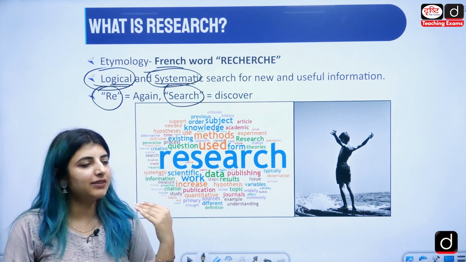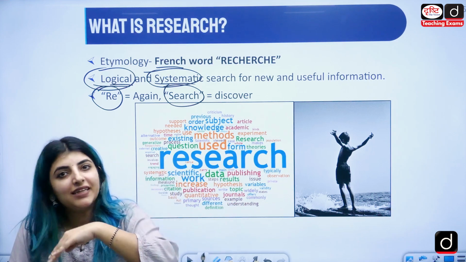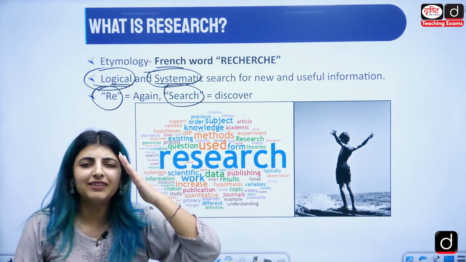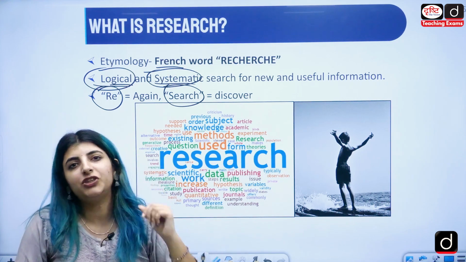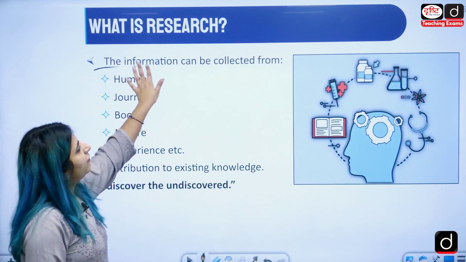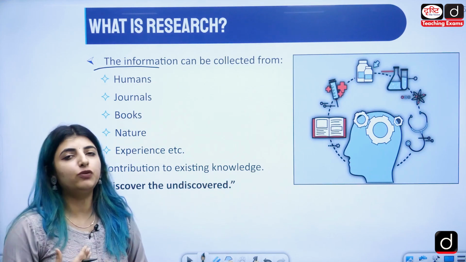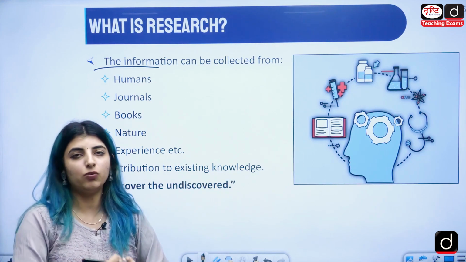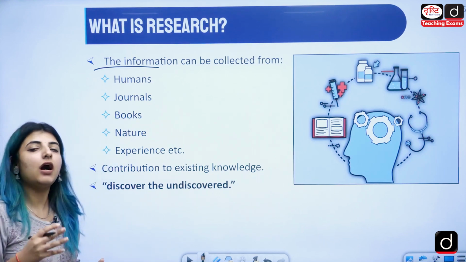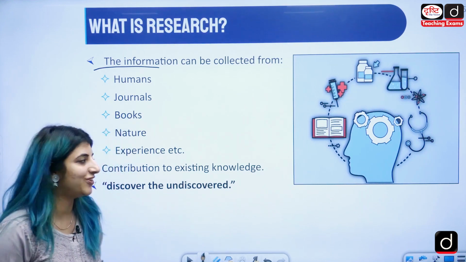It's not that you are just moving from step 1 to step 5, or step 5 to 4. You're moving in a particular direction systematically and with some reason, with some logic in your mind, correct? Then, what is research? The information that you're going to collect for the purpose of doing research. You have to write a thesis, you want to write your PhD papers, your dissertations, but how are you going to collect? What will be the various sources from where you can get the information?